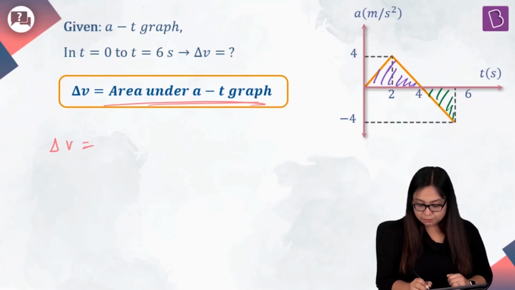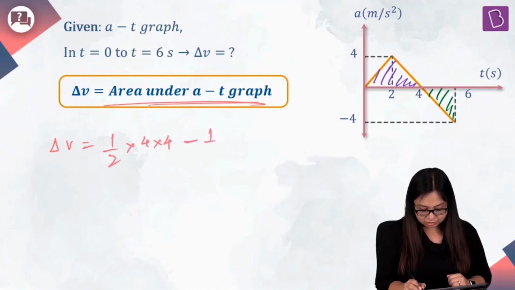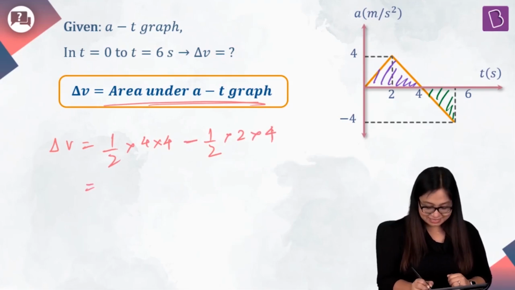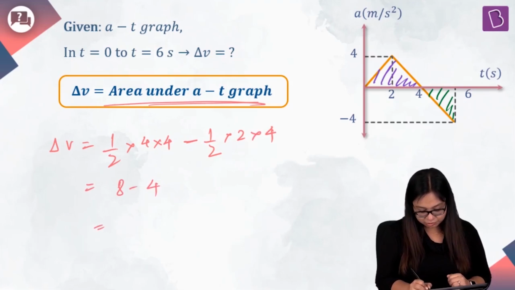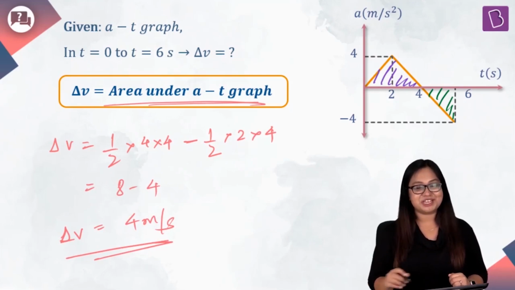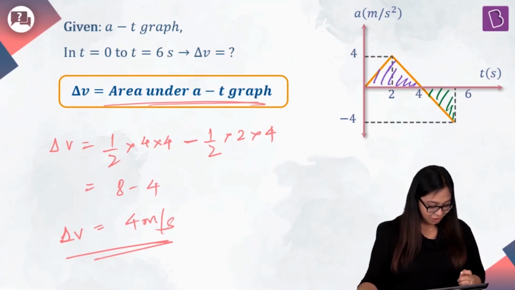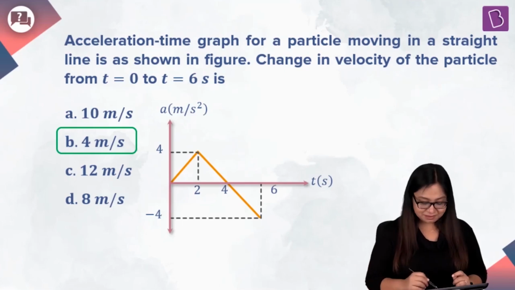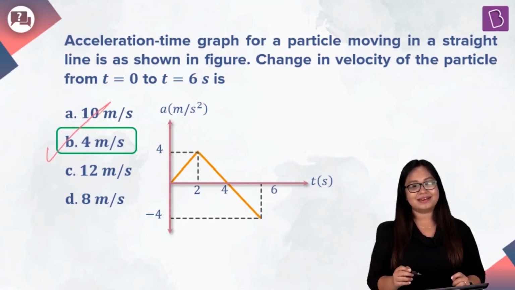Delta V is equal to positive area of the upper triangle, which is what? Half into base into altitude, minus area of the lower triangle, which is half into base into altitude. This gives me 8 minus 4, which is equal to 4 meter per second. Delta V is equal to 4 meter per second, the change in velocity. Let's go to the options. I can see option number B is the correct answer.